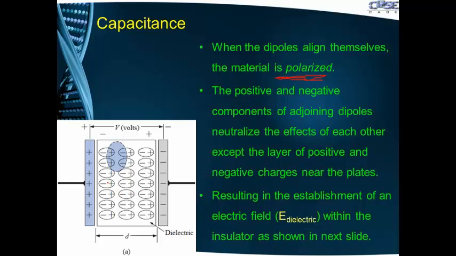However, this layer of positive charge would not be neutralized by any negative charge layer. Similarly, the outer layer, this one, would not be neutralized. So within the insulator, there would be a net negative charge on one side, and a net positive charge on the other side, resulting in the establishment of an electric field, that is E dielectric, within the insulator, as shown in the next slide.